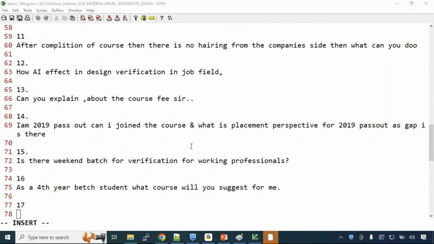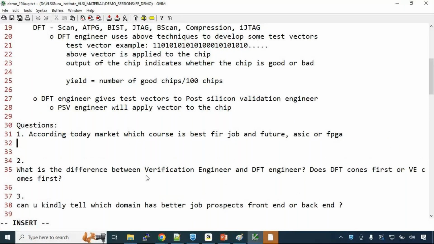For question number one, according to today's market, which is best for job future, ASIC or FPGA? See, there are opportunities in both domains, ASIC also, FPGA also. The only advantage FPGA has is that very few people join FPGA training. Because of that, even when they complete it, there's less competition in the market. Whatever you learn in FPGA, other people don't have that expertise. If you go for an FPGA company interview, other people cannot compete because you need a board level understanding of how the FPGA board works. So each has its own advantage.